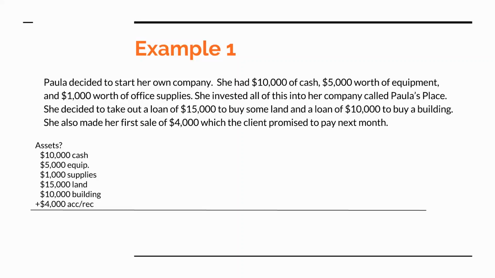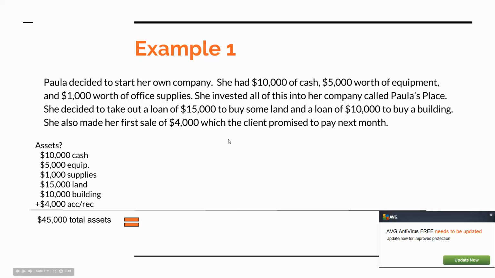So if we look here, she made her first sale also of $4,000, and the client promised to pay that next month. So that is an accounts receivable. So after adding all these together, we get a total of $45,000 in total assets.